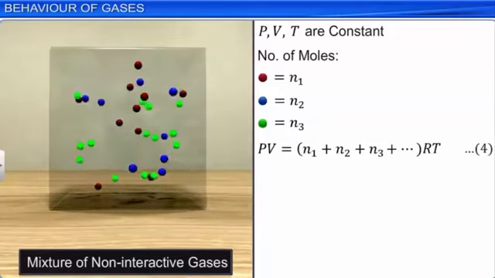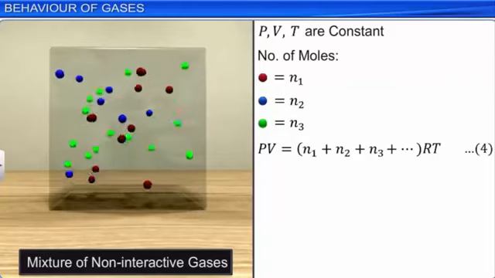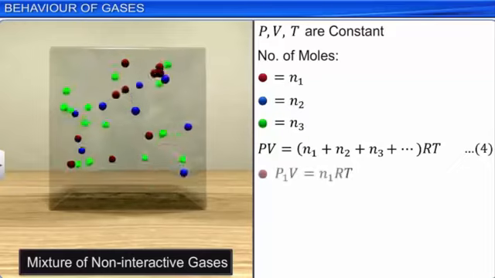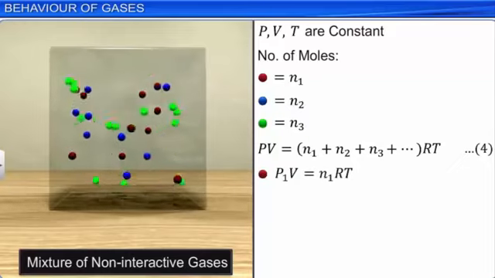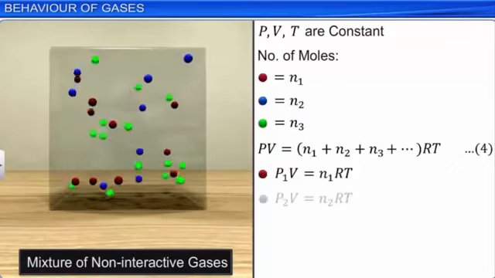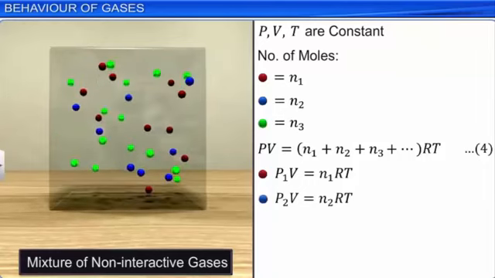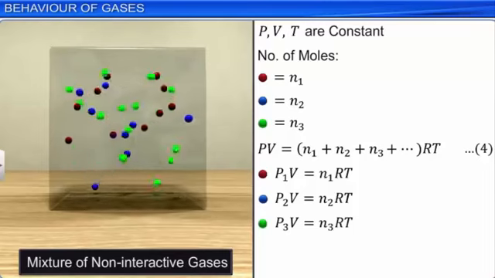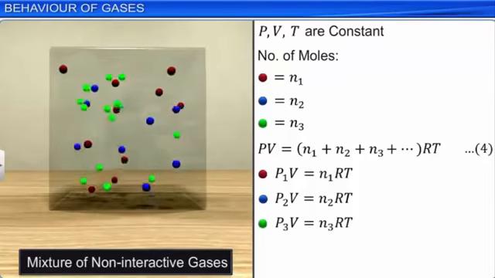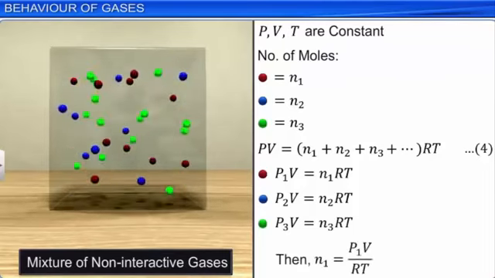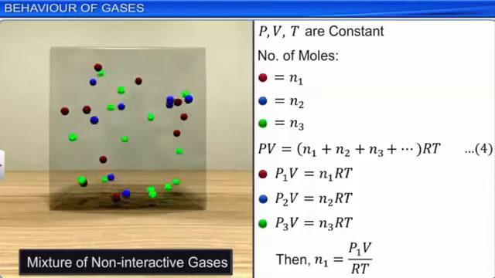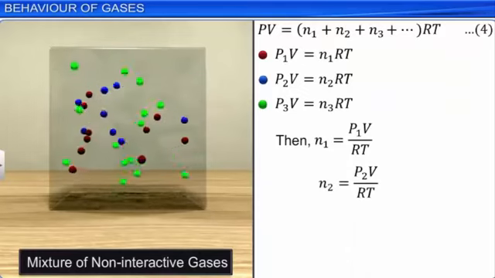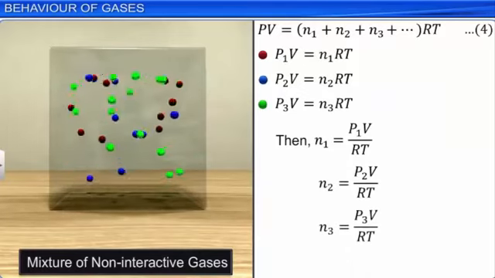But if we apply the ideal gas equation to the individual gases, we get P1V = N1RT, P2V = N2RT, P3V = N3RT, and so on. Then N1 = P1V/RT, N2 = P2V/RT, N3 = P3V/RT, and so on.